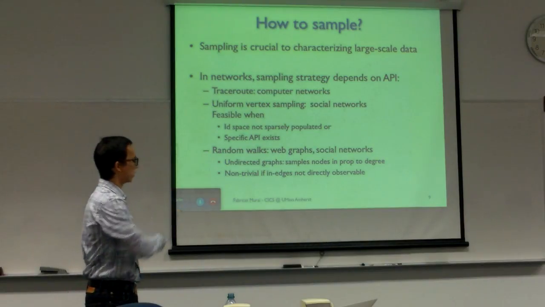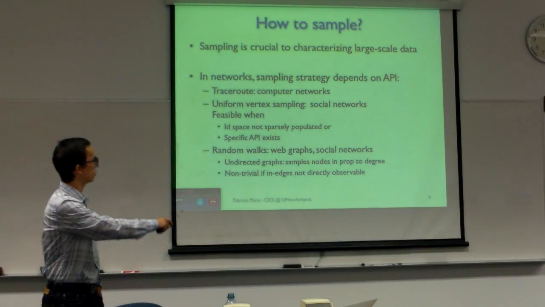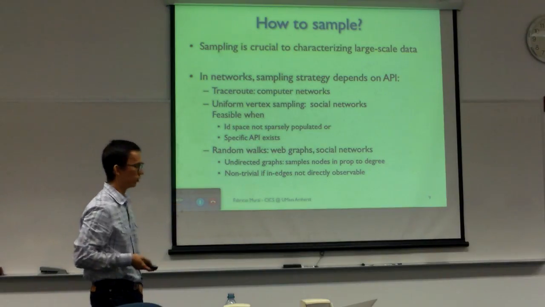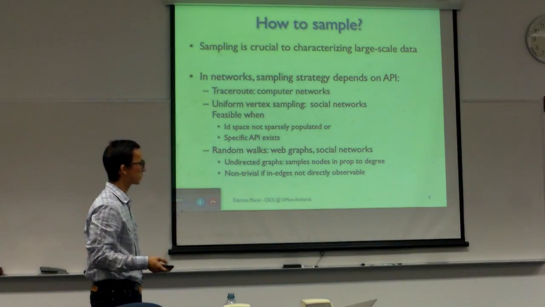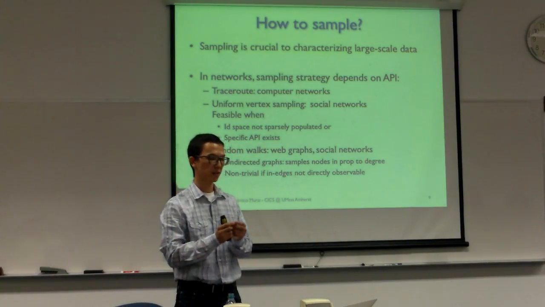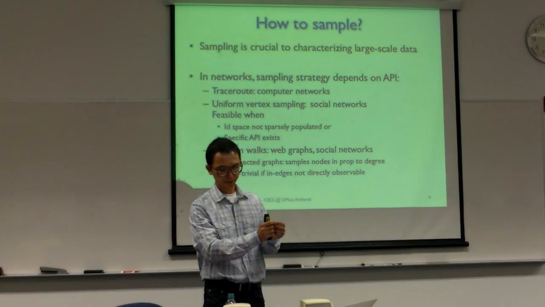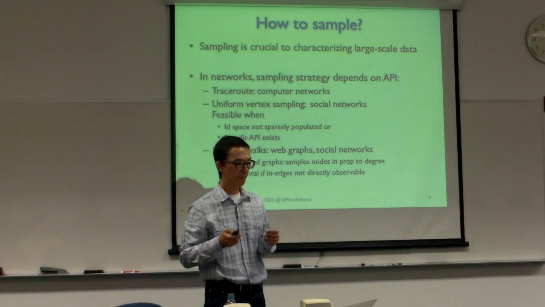Random walks are also another way of sampling graphs. And you can use that, for example, on web graphs and social networks. And in the case of undirected graphs, the random walk is going to sample nodes in proportion to their degree when it reaches a steady state.